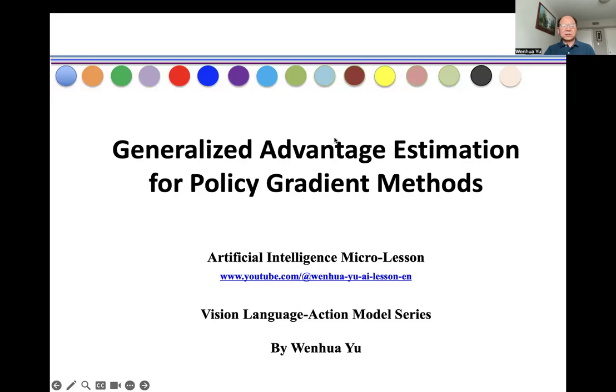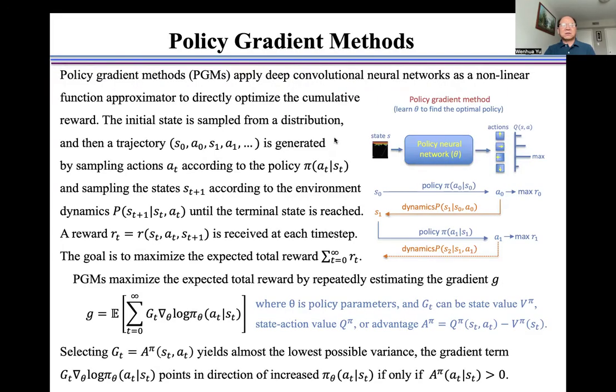In this video, I introduce generalized advantage estimation for policy gradient methods. Policy gradient methods apply deep convolutional neural networks as a nonlinear function approximator to directly optimize the cumulative reward, as shown here. This is the policy neural network with parameters theta, and these are possible actions.